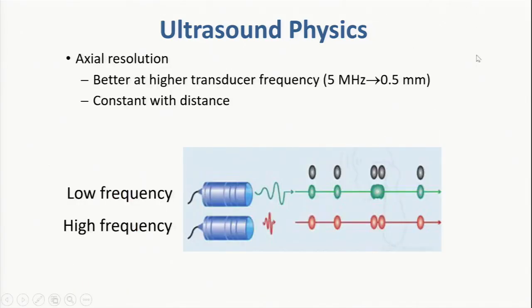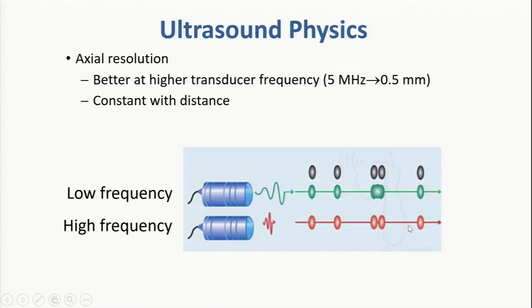So here's axial resolution, and your axial resolution, again, is how well you can distinguish objects that are along the line of the ultrasound beam. And it turns out your axial resolution is better with a higher frequency transducer, and it's also constant with distance. So let me just illustrate this with this diagram. This represents reality here. We have 4 different objects. These 2 are close together. With the low-frequency transducer, we can't really resolve these as 2 separate objects. They're kind of blurred together.